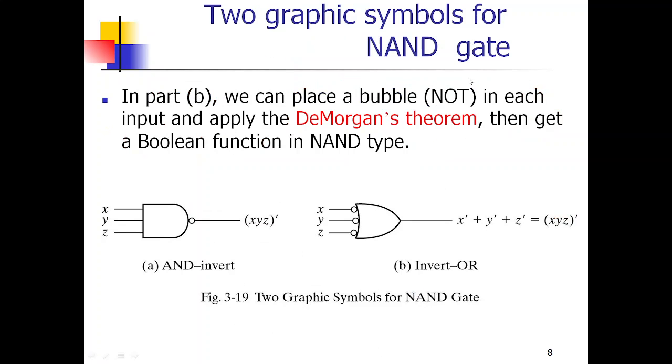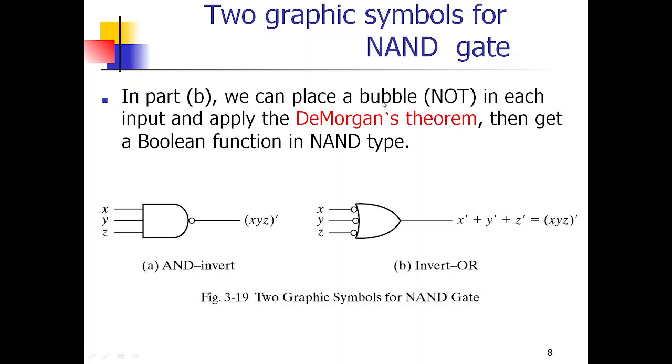And what are the two graphic symbols for the NAND gate? Normally we all know that the NAND gate takes the symbol like this. So this is a 3 input NAND gate. So an AND gate followed by an inverter is a NAND gate. So we all know this. And another symbol is used to represent the NAND gate, that is said to be the invert OR gate. For the invert OR gate, a bubble has to be included before the OR gate. So this invert OR gate is another symbol of the NAND gate.